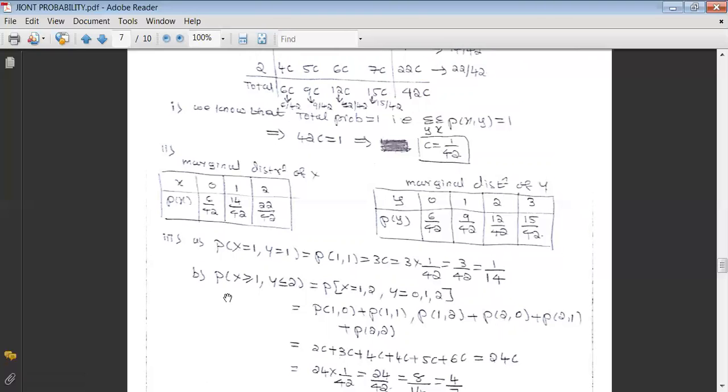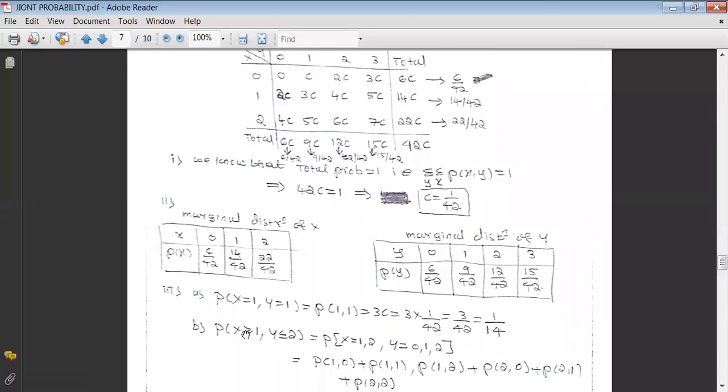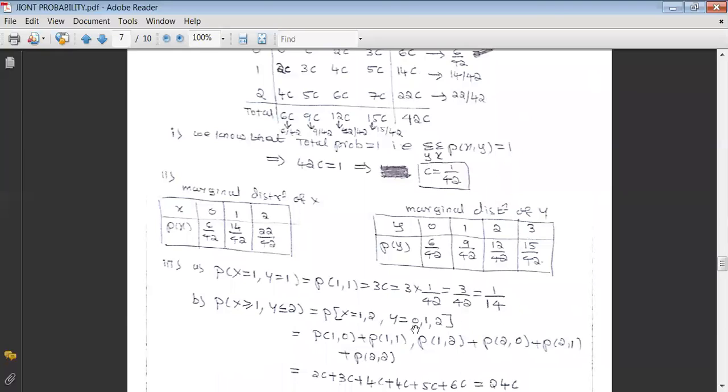Now, the second one, we want the probability of x is greater than or equal to 1 and y is less than or equal to 2. Now, let us give the permissible values for x, where x is greater than or equal to 1. Greater than or equal to 1 means x can take two values, namely 1 and 2. At the same time, let us choose the permissible values for y when y is less than or equal to 2. Less than or equal to 2 means it takes three values, namely 0, 1, and 2.